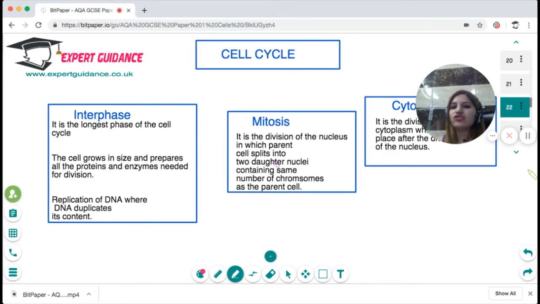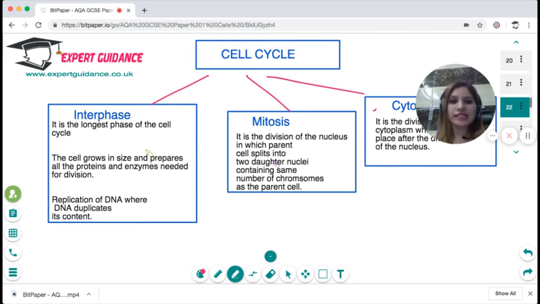Now we need to do the next thing. We know the cell performs its function, but the cell has to divide. Why does the cell need to divide? For reproduction, growth, and repair. Now, how does the cell cycle take place? This cell cycle is divided into three stages. First is the preparation phase, which is the interphase stage.